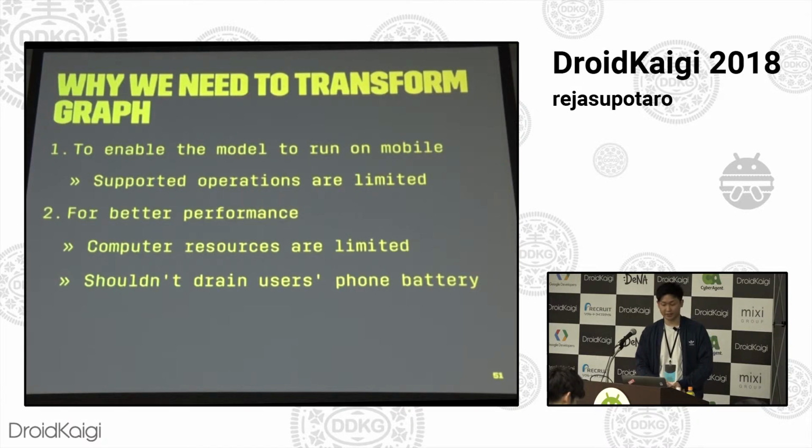So why do we need to transform the graph? The reason is to enable the model to run on mobile, because supported operations are different depending on the client. And for better performance, computer resources are restricted, and we shouldn't drain users' phones badly.